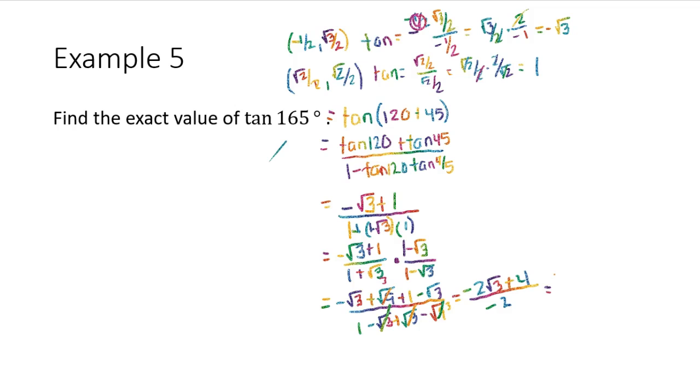And so we can actually reduce this a little bit further because my fraction can reduce. And I'm just going to separate this so I can reduce them individually. In the first one, the 2s will cancel. That's just going to leave me with the square root of 3. And then 4 divided by negative 2 is going to give me negative 2. And so my solution is square root of 3 minus 2.